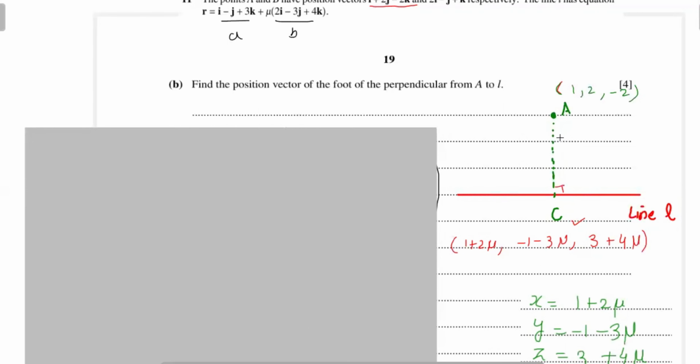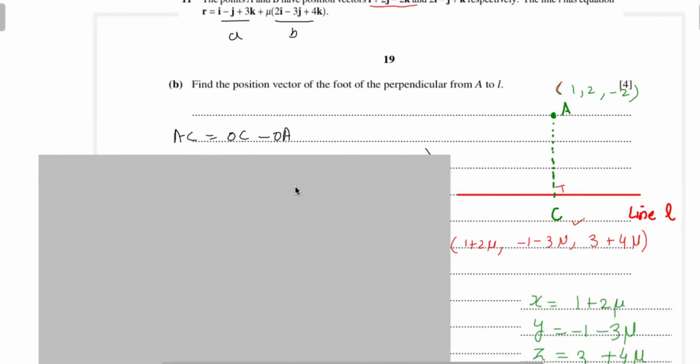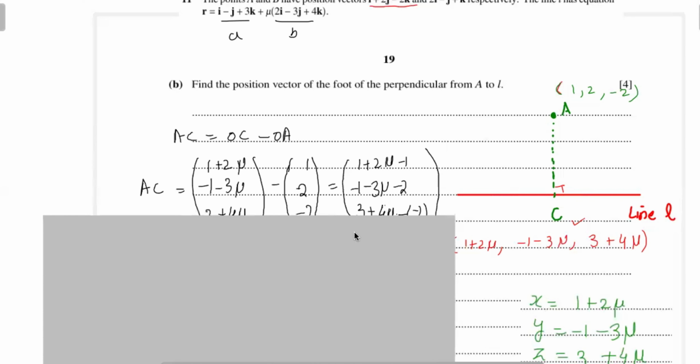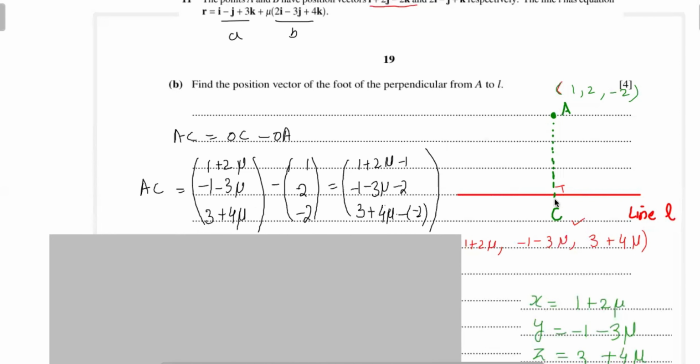Now we find the vector AC. You see here, AC will be equal to OC minus OA. We can write this equation by taking the difference between OC and OA. The coordinates of OC are 1 plus 2 mu, minus 1 minus 3 mu, 3 plus 4 mu, and OA is 1, 2, minus 2, and we write that here.